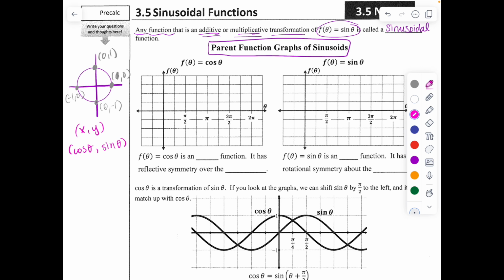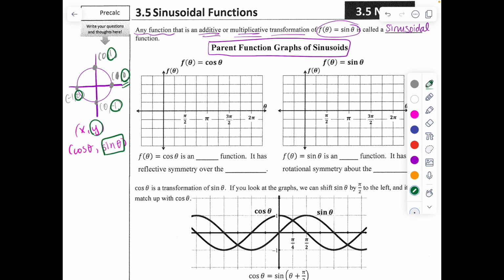So if that's true, when I look around the circle, if I want to look at just the sine value, I'm looking at the y value around the circle. At 0 degrees, sine is 0. At 90, it's 1. At 180, it's 0. At 270, it's negative 1, and then back to 0. So that's how we're going to graph sine.